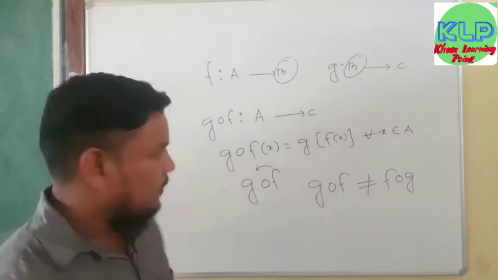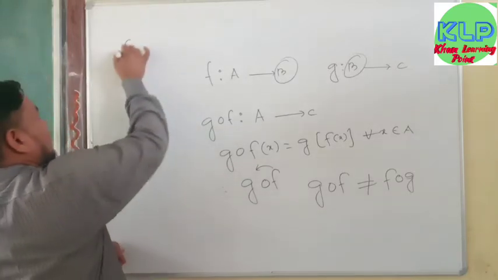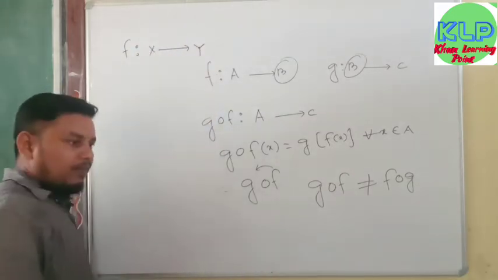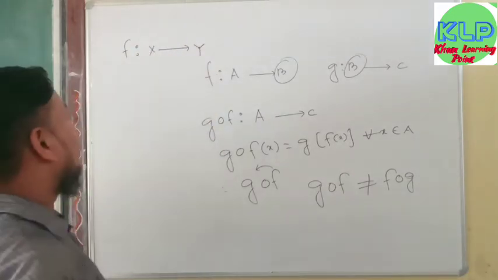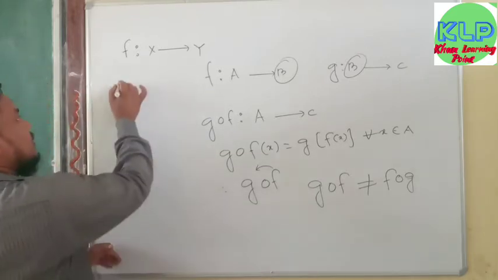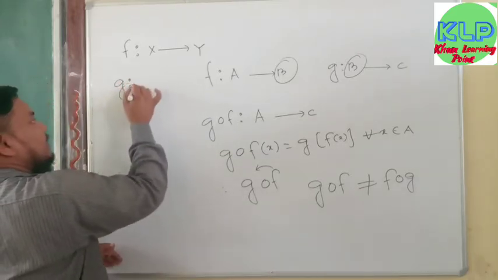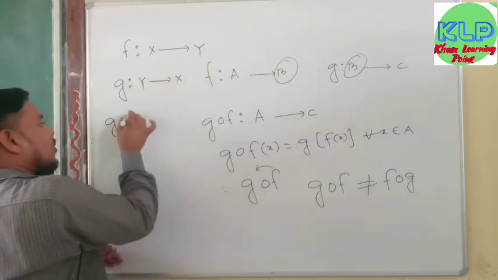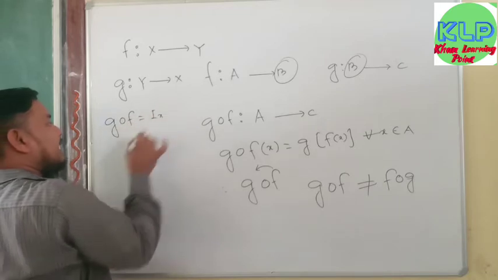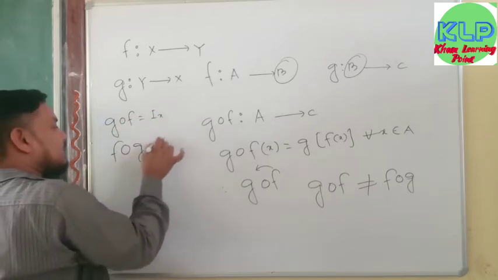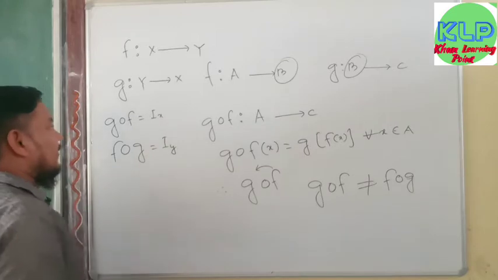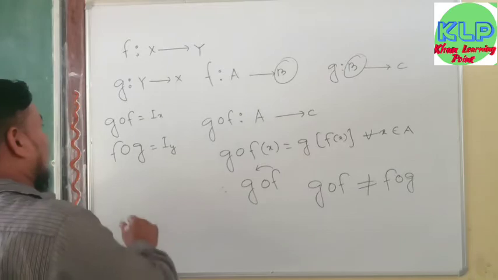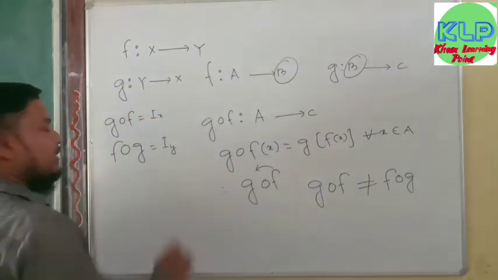Another topic was: a function f from X to Y is said to be invertible if there exists another function g from Y to X such that gof is equal to Ix and fog is equal to Iy, where Ix and Iy are the identity elements. These are the conditions of invertible functions.